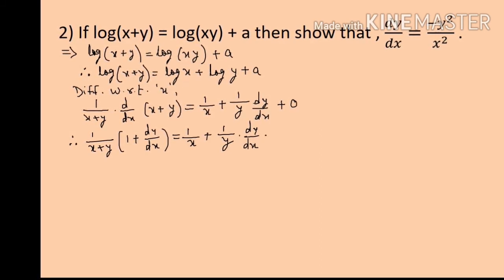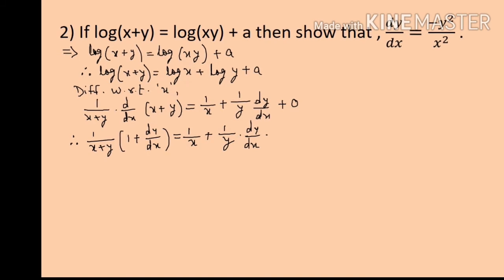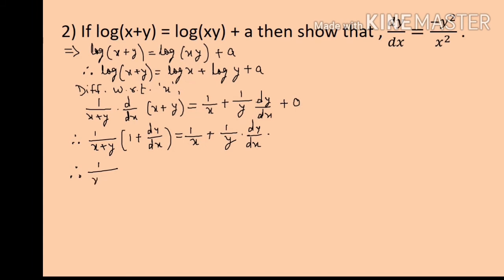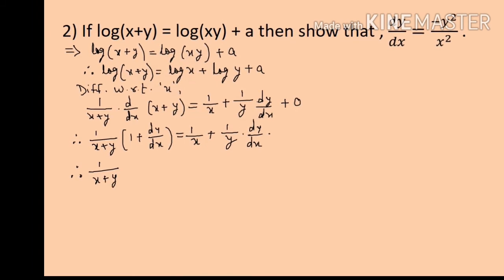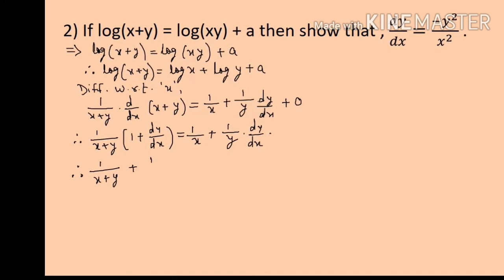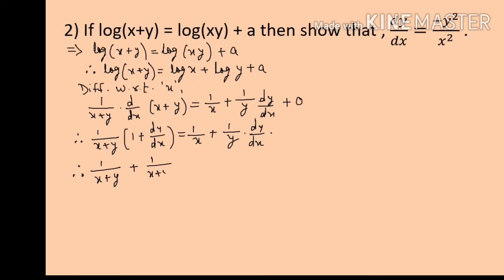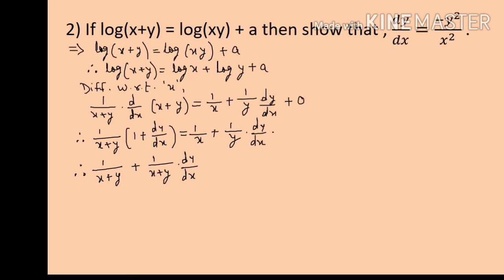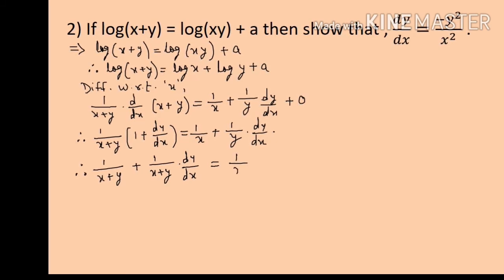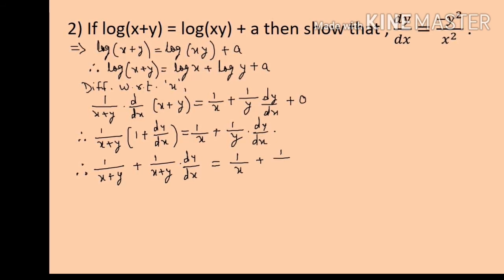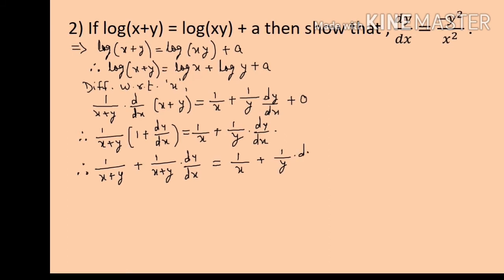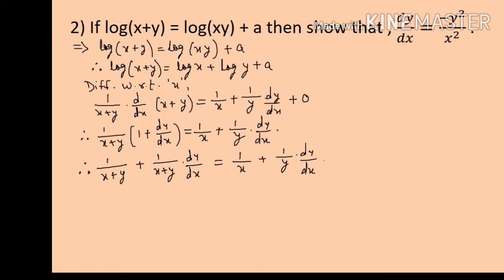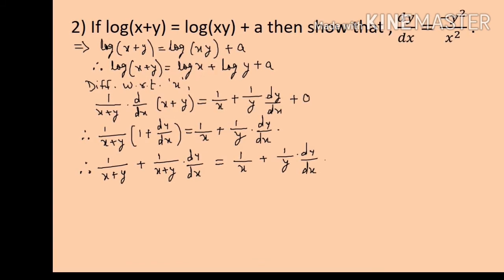Right? Now, so what will you get here? Now let us solve this bracket. So 1 upon x plus y into 1. So that is 1 upon x plus y plus 1 upon x plus y into dy by dx is equal to 1 upon x plus 1 upon y into dy by dx. Right? Now let us collect all dy by dx terms together.